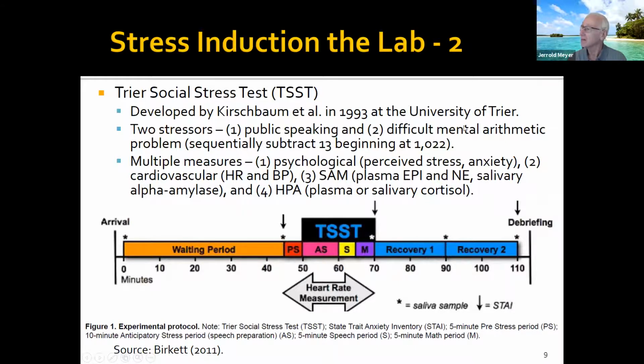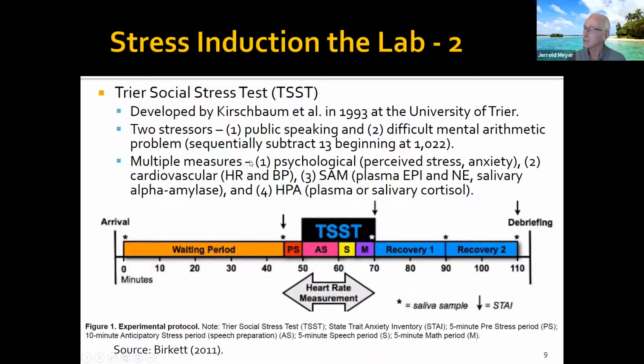And then you have a mental arithmetic problem. The common one is you're given the number 1022, and you have to, in your head, subtract 13. Then you subtract 13 from the resulting number, and you keep going back and back. If you make a mistake, they tell you to start over. Again, it's meant to be intimidating and scary.